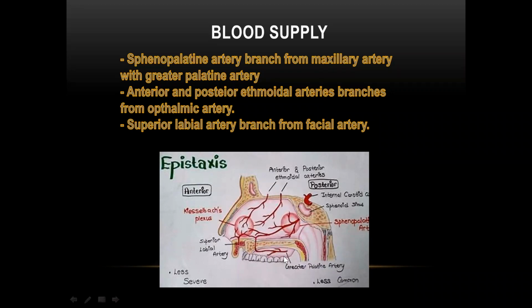And the superior labial artery, which is a branch of the facial artery, which is a branch of the external carotid artery. Of course, there is a clinical area here called Kiesselbach plexus, or Little's area. There is anastomosis between all these arteries, and so it is liable to bleeding, what is called epistaxis.